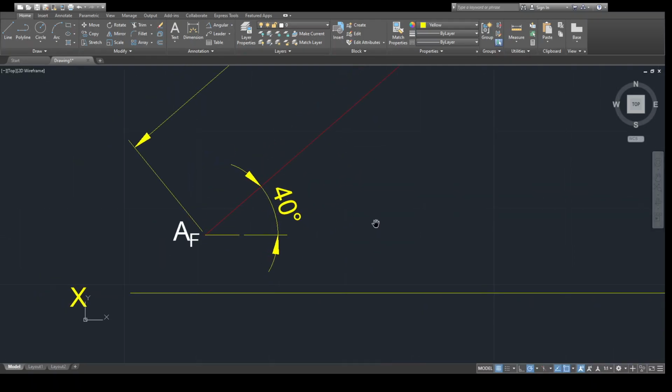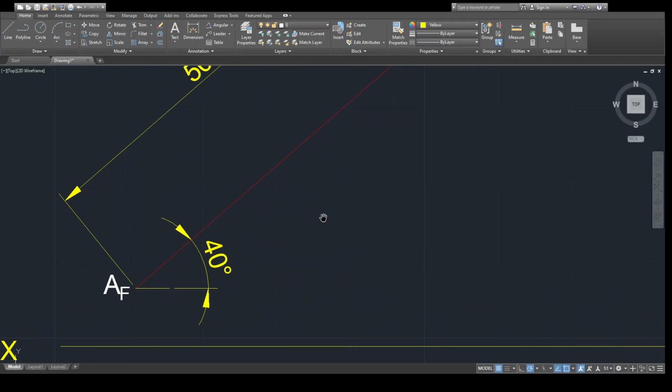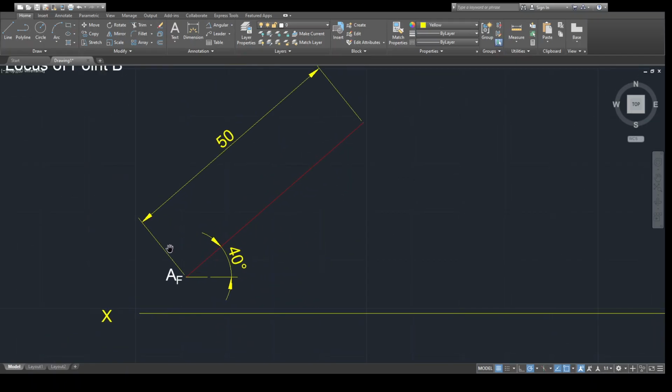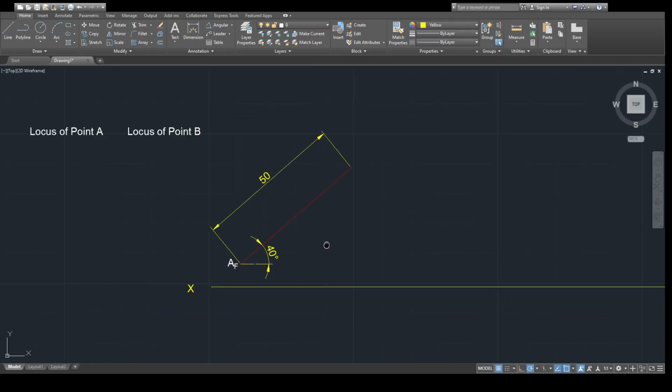AutoCAD does it automatically, but remember this kind of nomenclature, this convention of showing the dimension, you have to follow. The dimensions carry marks in the problem. Only drawing is not important. You have to show the dimensions clearly, and you have to follow these conventions only. Then only you will get full marks. Yes, 50 mm, 40 degrees, so one part over.